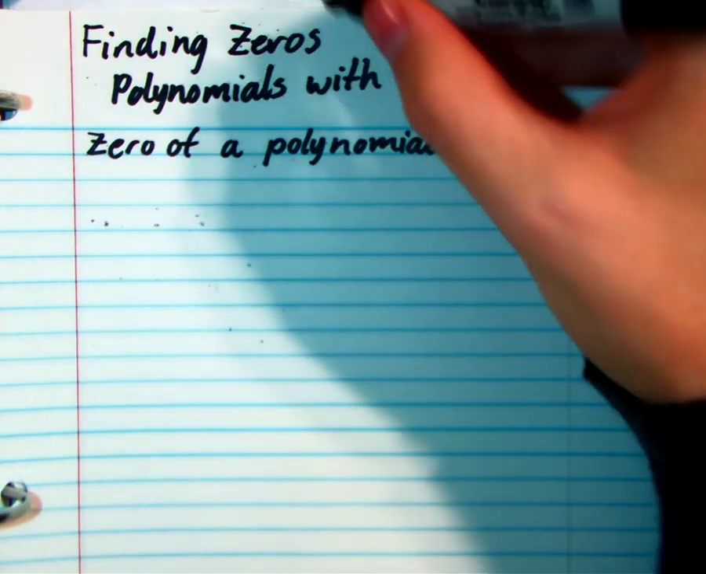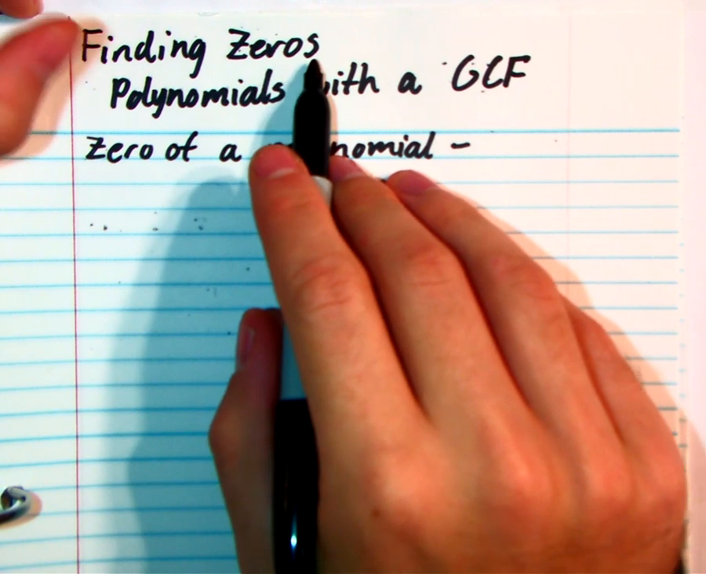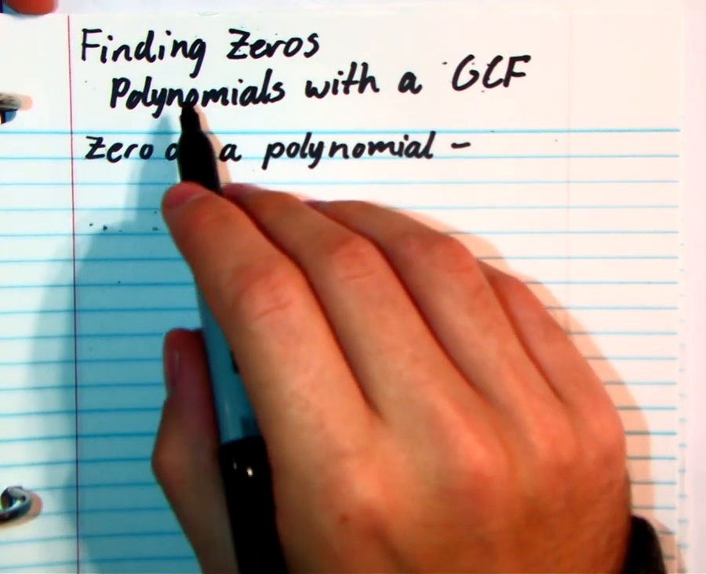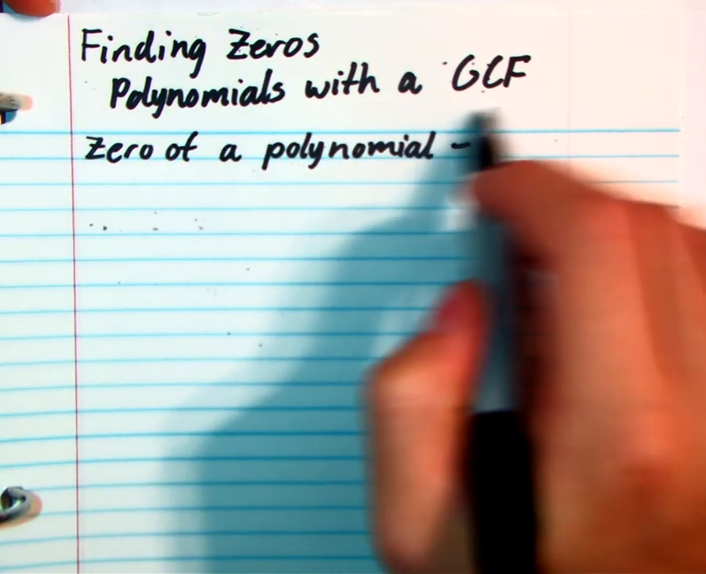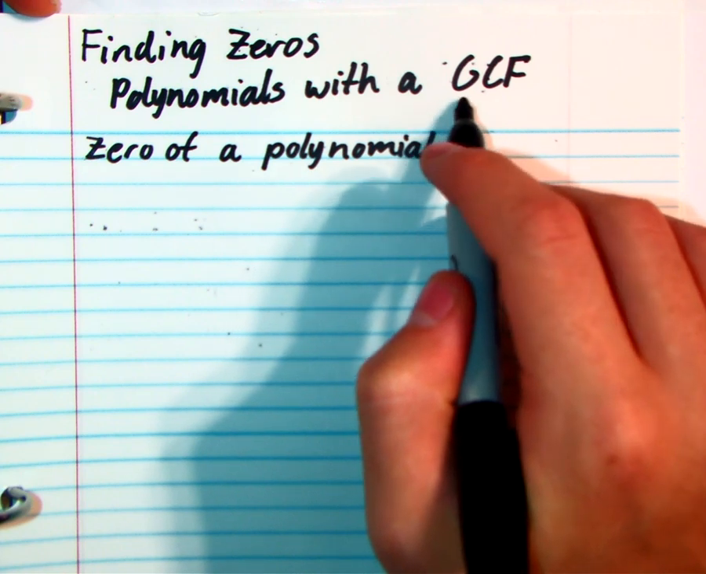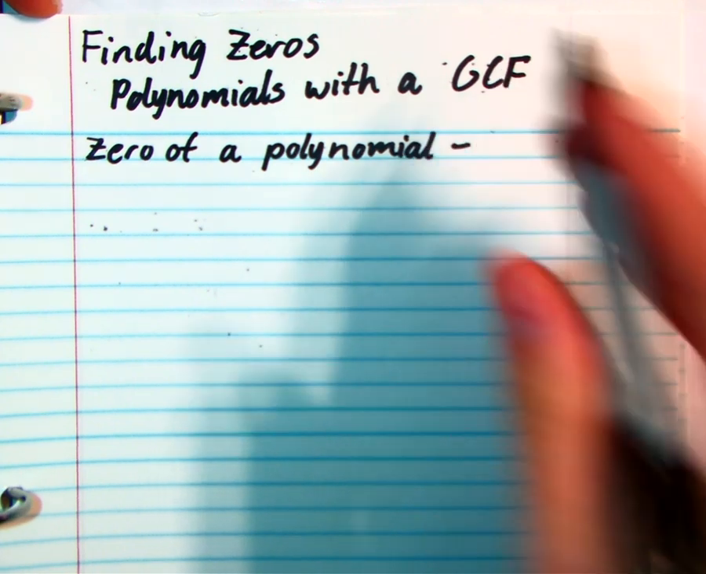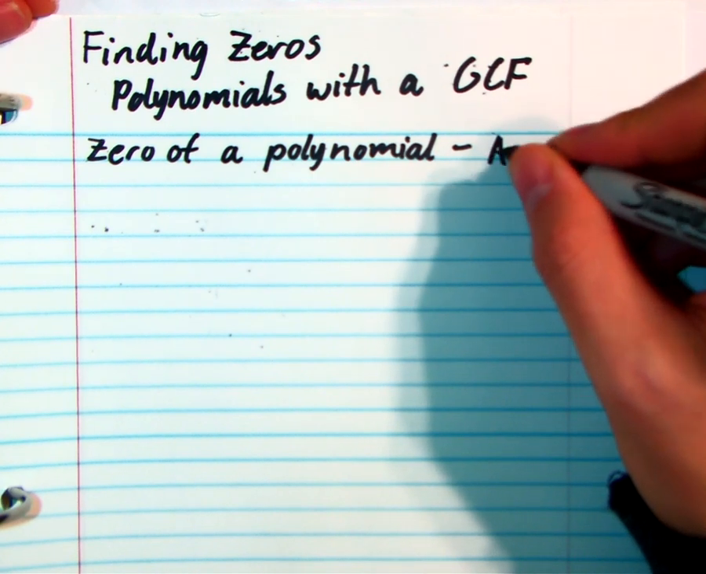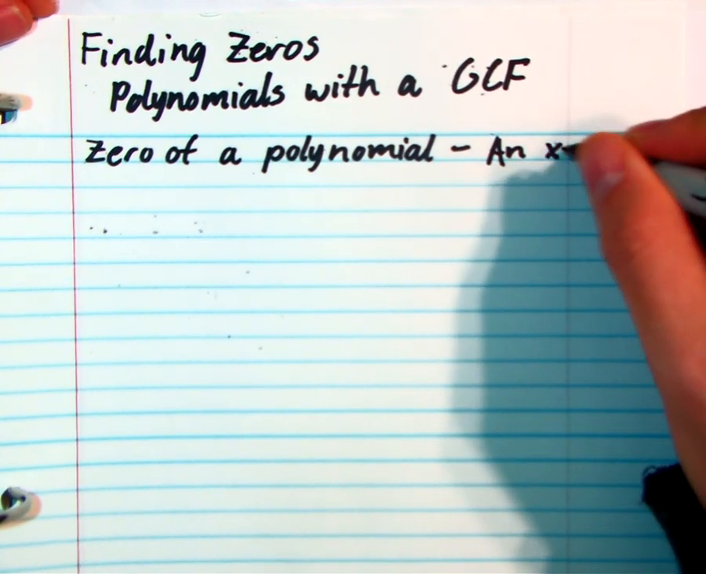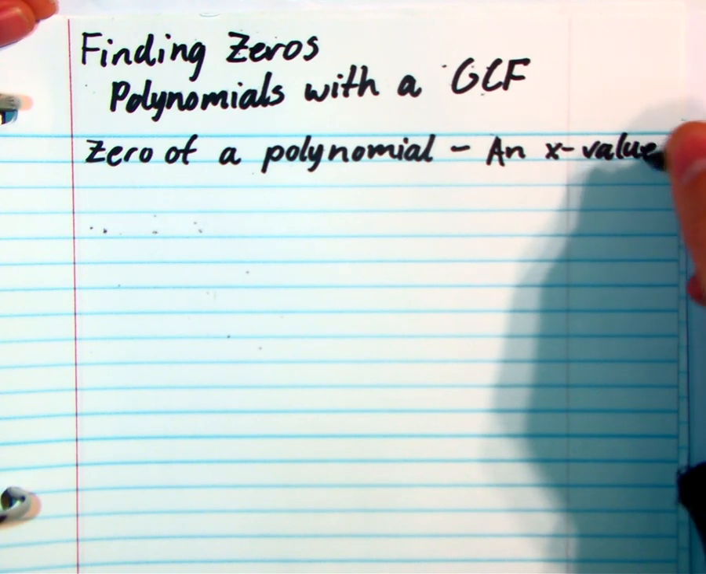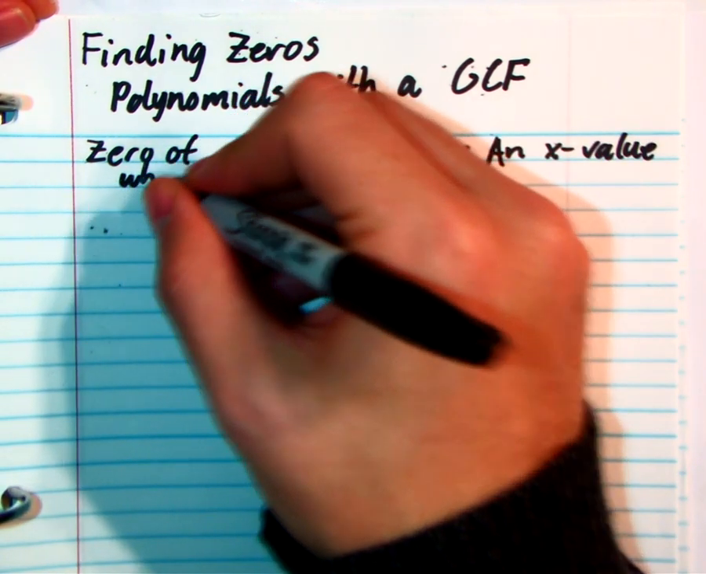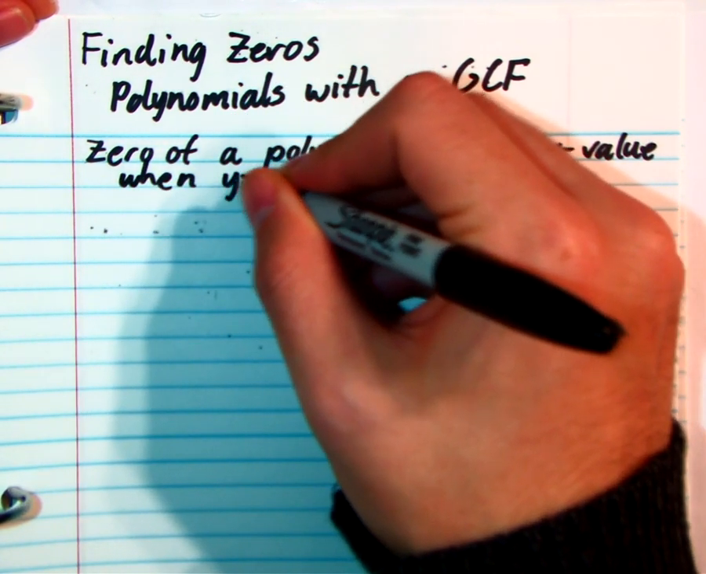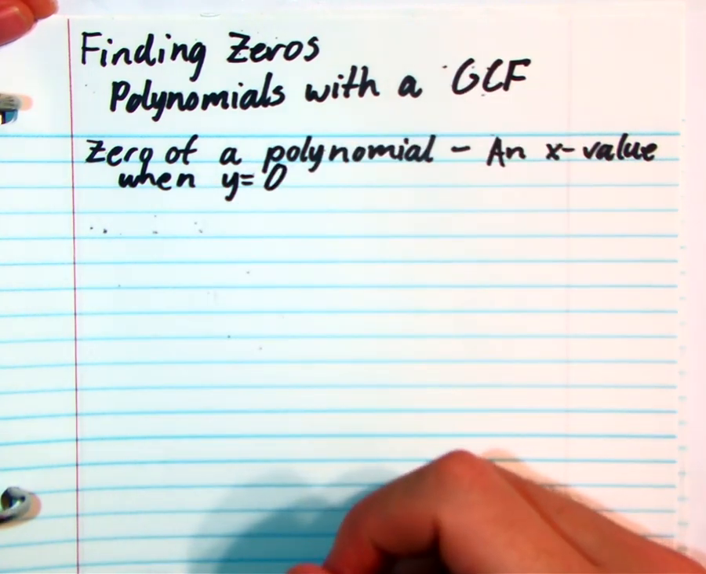Okay class, another video about finding zeros of polynomials. In this video we're going to be looking at polynomials that have a GCF, or greatest common factor. So real quick, what is a zero of a polynomial? As always, it is an x value when y is equal to 0.